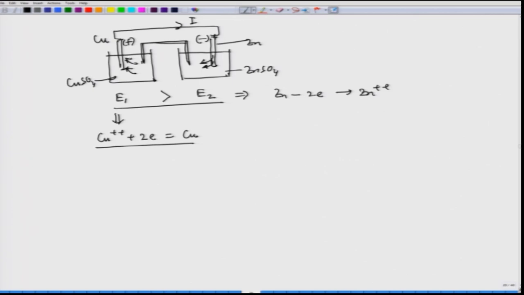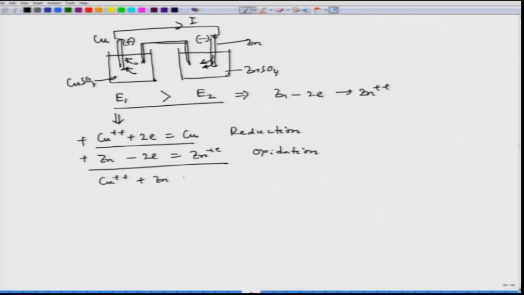So now interestingly, let us see what is happening. This is reduction and this is oxidation. So if we add them, we get this complete cell reaction. And again, if we remove this part and this part, it is becoming a redox reaction. So this redox reaction is again taking place, and in that way we have a definite current flow, and that current flow would be utilized for glowing a light.